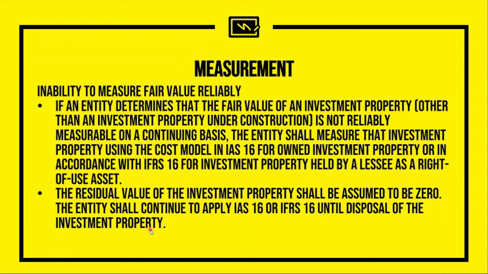So in other words, you are using the fair value model. However, the fair value of one of your investment properties is no longer available. Then what are you going to do? If the property is owned, use IAS 16 and use the cost model. However, do not put any residual value. So basically, if the cost is 1 million and the useful life is estimated to be 10 years, 1 million divided by 10, you simply depreciate it by 100,000 every year.